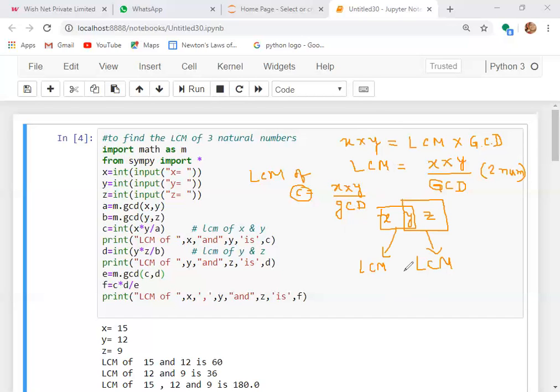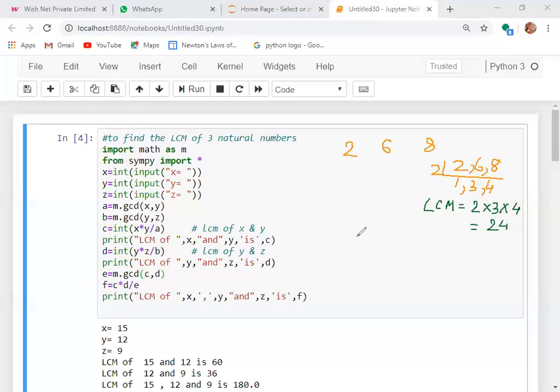Let me give you another example so that the logic will be clear. Take three numbers 2, 6 and 8. What will be the LCM of 2, 6 and 8? The LCM of 2, 6 and 8 is 24, because if you divide all three of them by 2, it will come to 24. Now, what is the product of 2, 6 and 8? The product of 2, 6 and 8 will be 96.